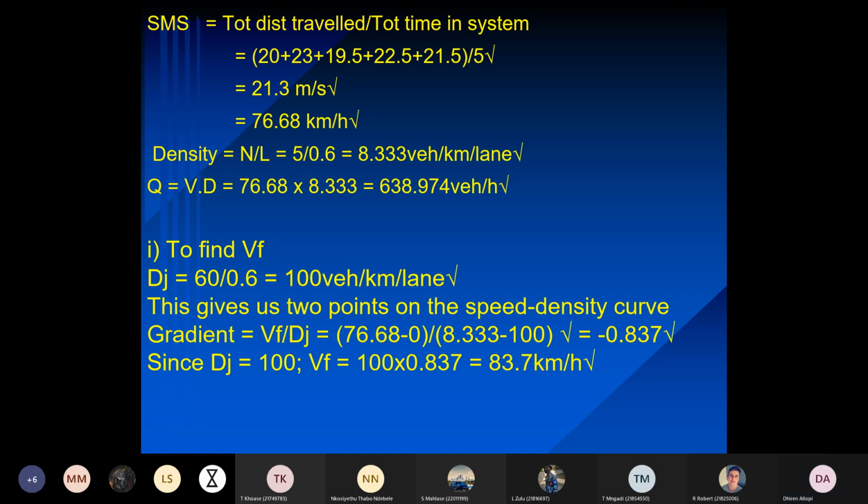So we know that the jam density is 100. From VF over DJ equal to 0.837, we can find VF. VF is simply DJ multiplied by 0.837. DJ, which is 100, multiplied by your gradient, 0.837, gives you your maximum free speed, 83.7 kilometers per hour. So you solve the first part of the question.